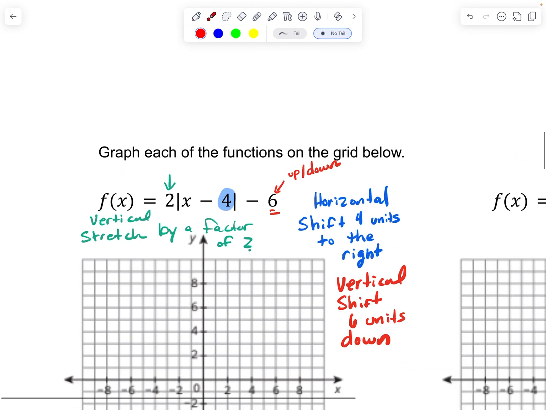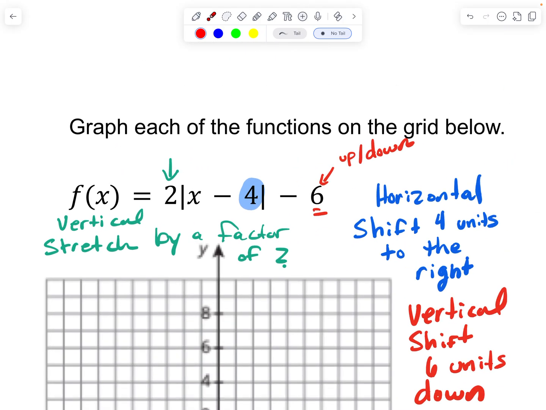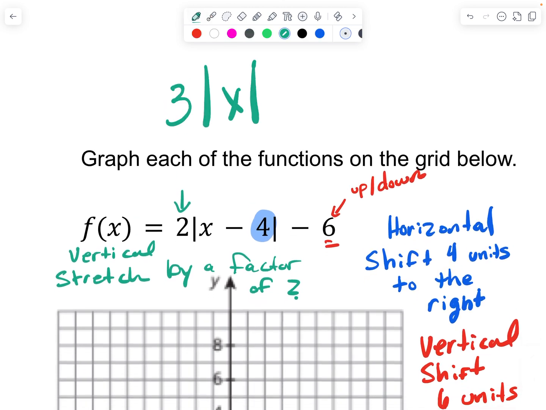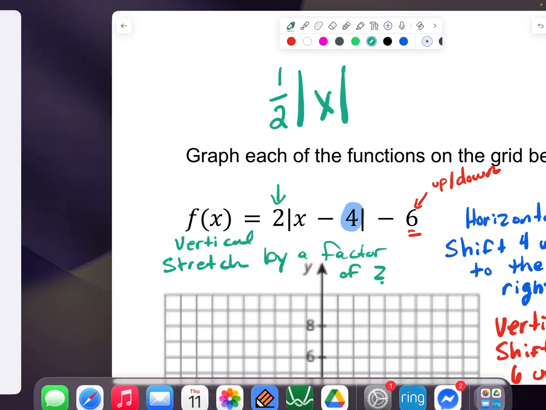Now, it's not always a stretch. If I put a 3 in front like this, that is a vertical stretch by a factor of 3. Easy, right? Now if I put a 5, that's a vertical stretch by a factor of 5. Now, what if I take that number off and I put a 1/2? It is no longer a stretch, and let's see what it does to the graph.